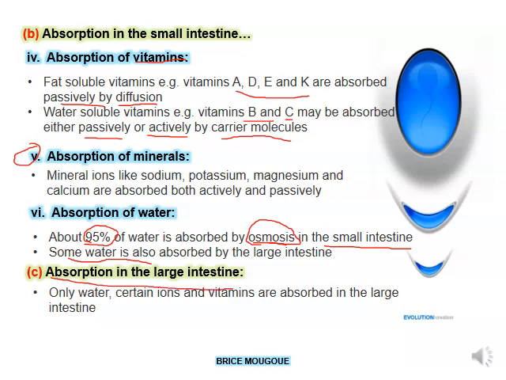Remember again, most of the absorption occurs in the small intestine. That is why in the large intestine, only water and certain ions and vitamins are absorbed. Now, the water which is absorbed in the large intestine is absorbed so that it can cause feces to form and to become hardened, so that we don't always flush out watery feces. Otherwise, we'll be losing so much water and this will lead to dehydration. It could cause possible death. And that only happens when you have diarrhea.